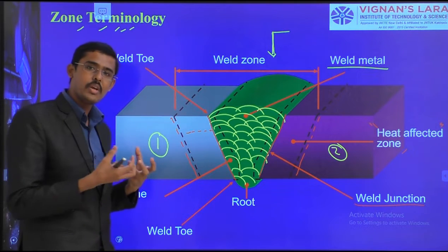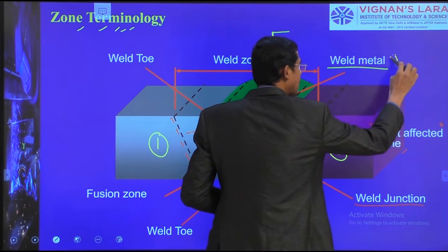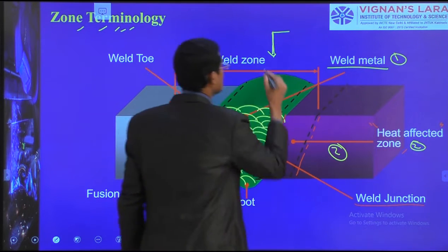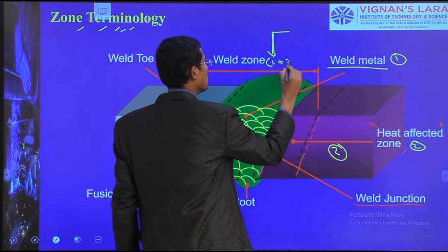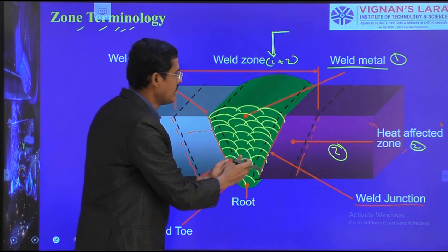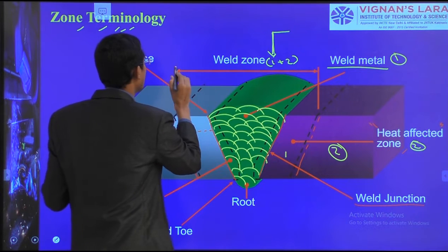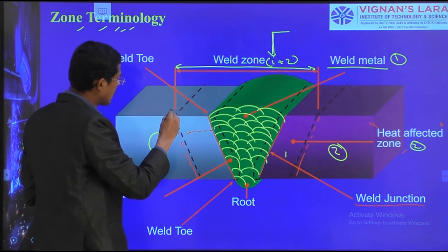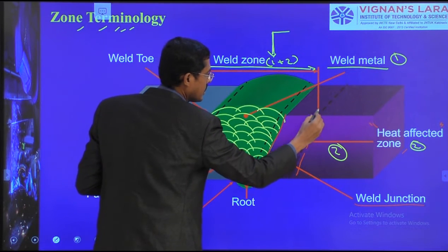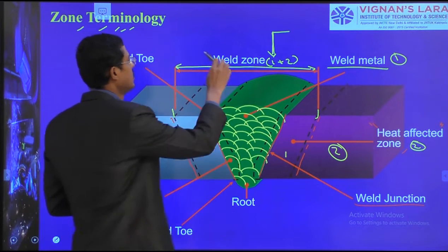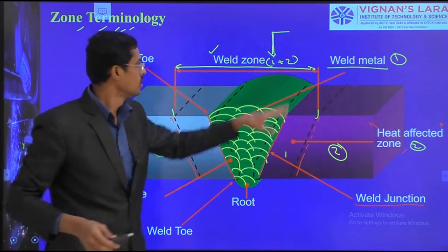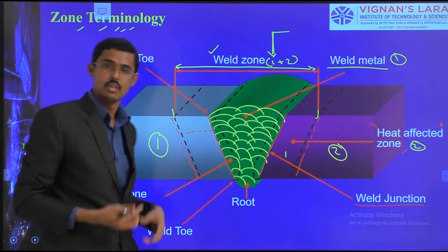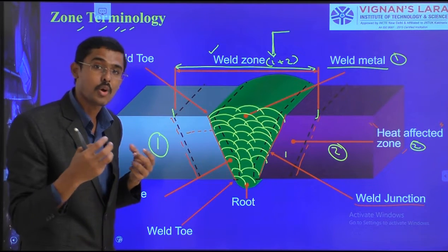The combination of the weld metal and the heat affected zone is called the weld zone. This is the weld metal and then the heat affected zone. All together I am drawing a line here, up to this point, interconnected up to this and interconnected here. This zone we call the weld zone. Weld metal, heat affected zone, weld zone, weld junction: these terminologies we should know before going into the fundamentals of welding processes.